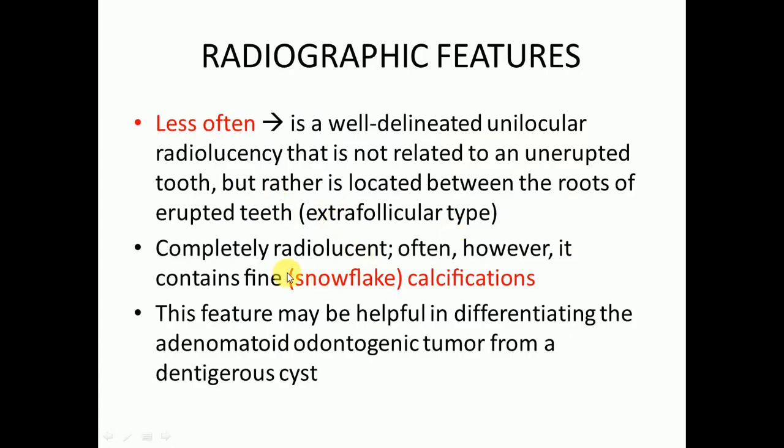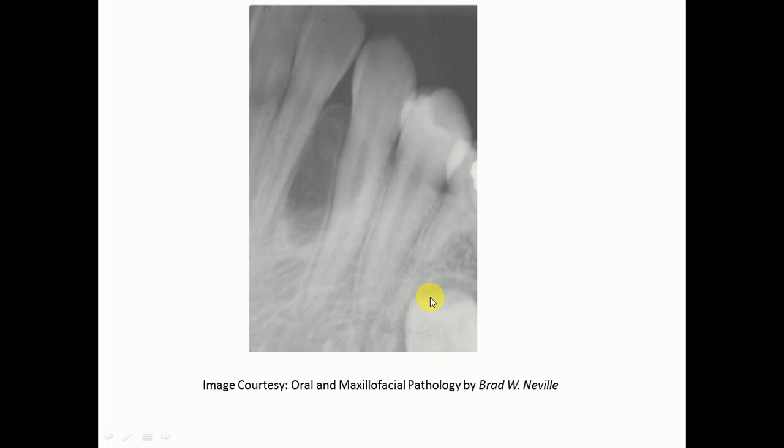They may be completely radiolucent, and often, however, it may contain snowflake calcification. This is one other characteristic of the adenomatoid odontogenic tumors. This feature, the snowflake calcification, may be helpful in differentiating the adenomatoid tumors from dentigerous cysts.